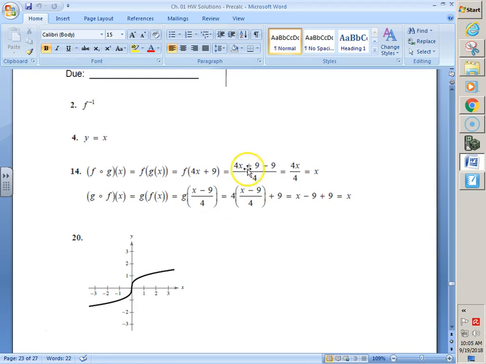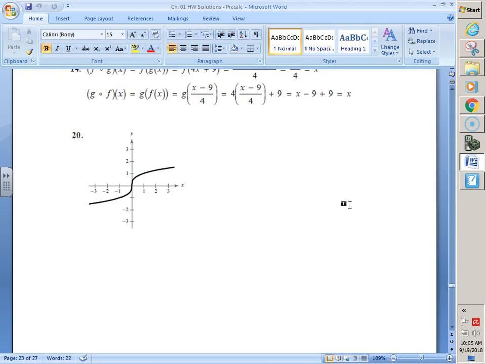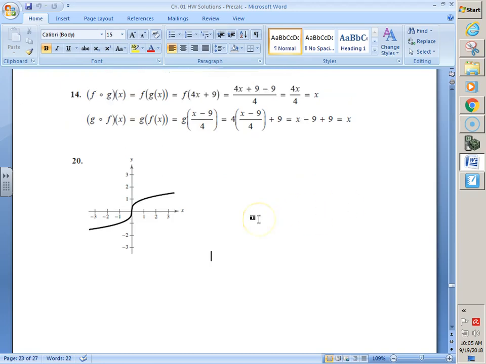But I think 14, weren't you just checking that they were inverses, plugging one into the other or the other into one? Did everything undo or get undone? Should have. They both should have been x. And number 20 was reflecting across the y equals x line, I think, right?